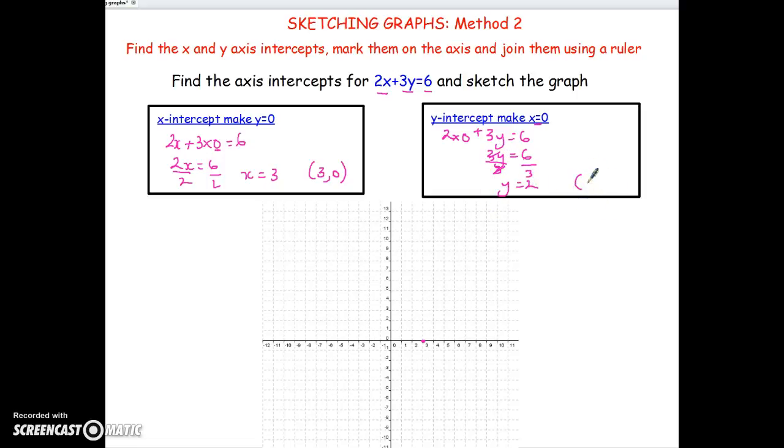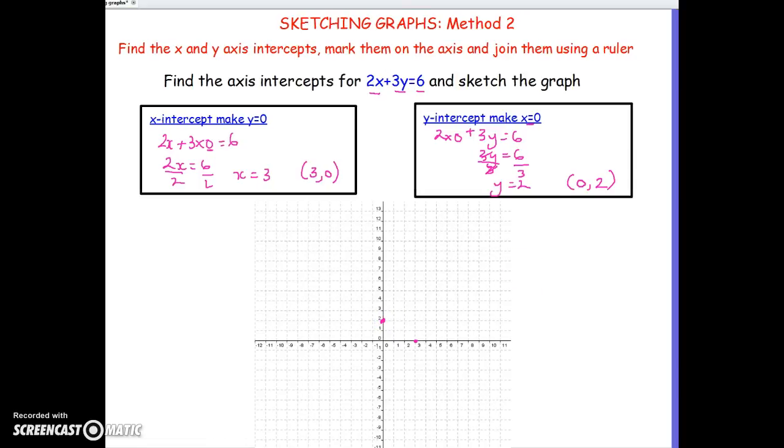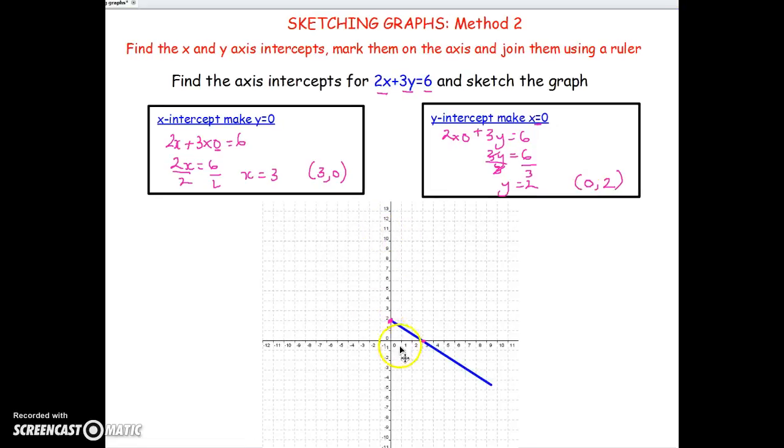So the y coordinate, the x value was 0, the y value was 2. 0, 2, get your ruler and join those up, and your line is done. That's how simple this method is. And just make sure you extend it, don't just draw it from that point to that point, just extend it out. And then always, whenever you draw a graph, make sure that you label your intercepts. Anytime your graph cuts an axis, you should put a label on it. We should also have axis labels there as well. So that's your sketch graph.